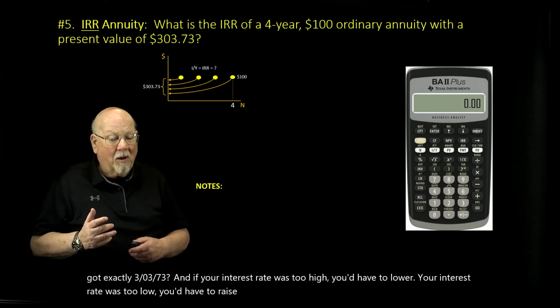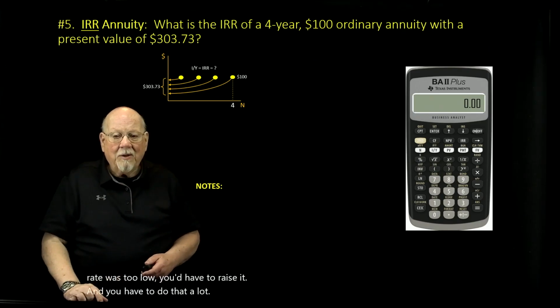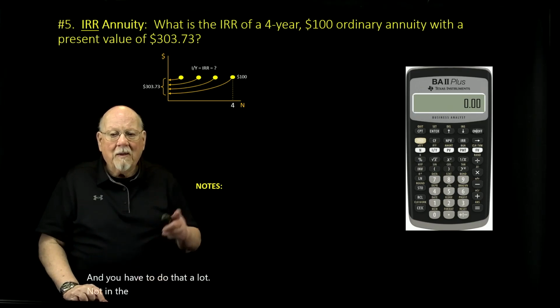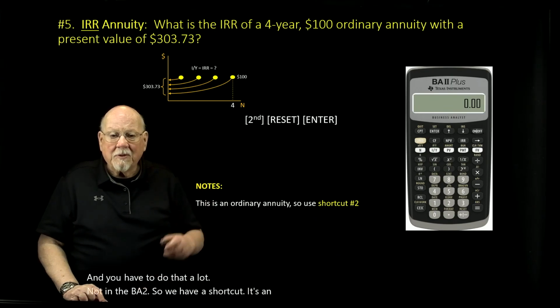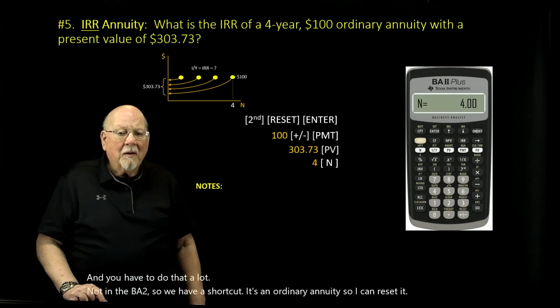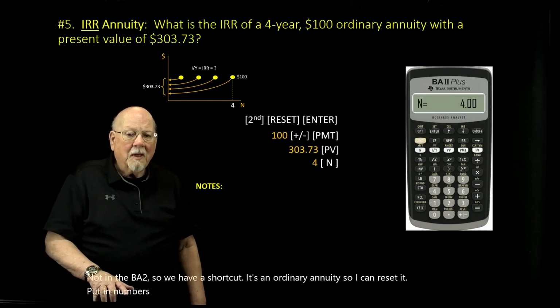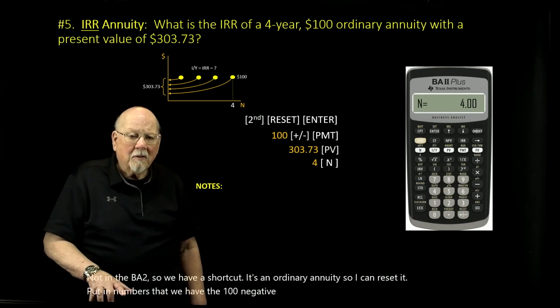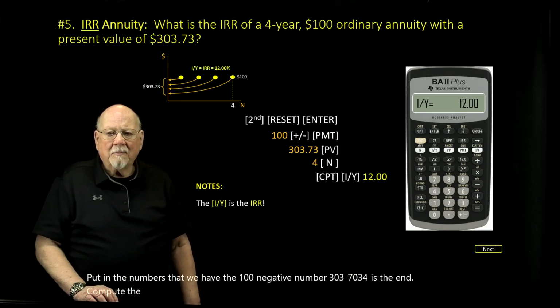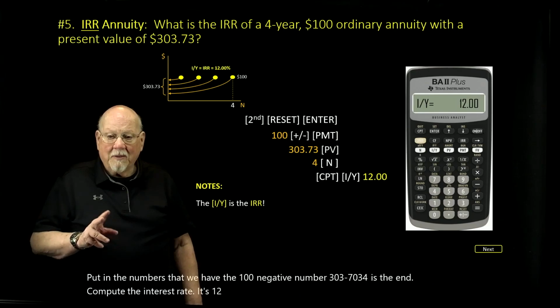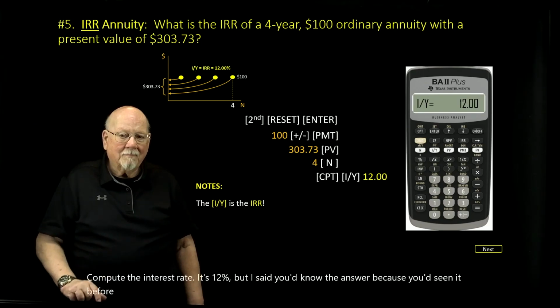And you have to do that a lot. Not in the BA2. So we have a shortcut. It's an ordinary annuity. Second reset enter. Put in the numbers that we have. The 100, negative number, 303.73. 4 is the n. Compute the interest rate. It's 12%. But I said you'd know the answer because you'd seen it before, right?